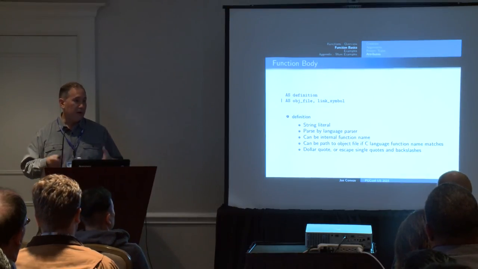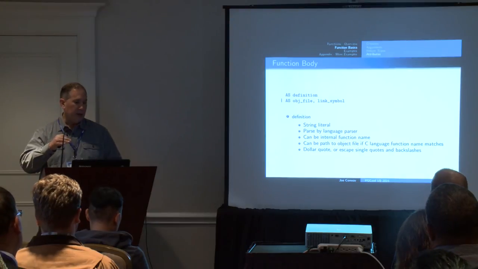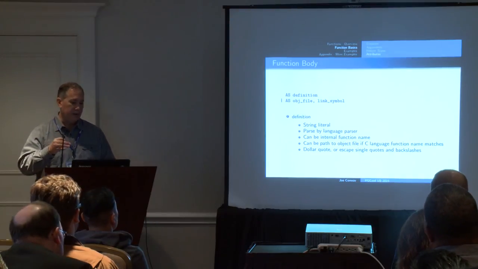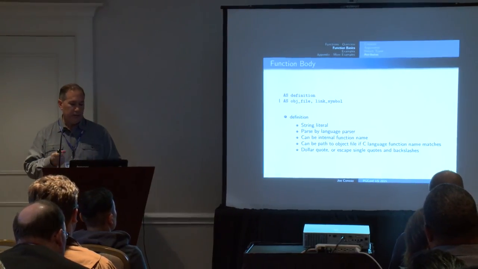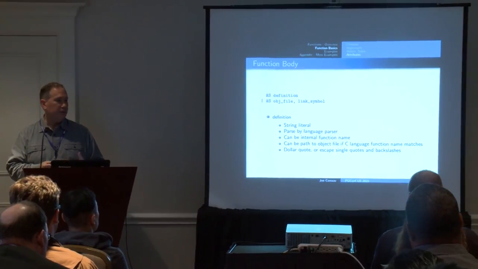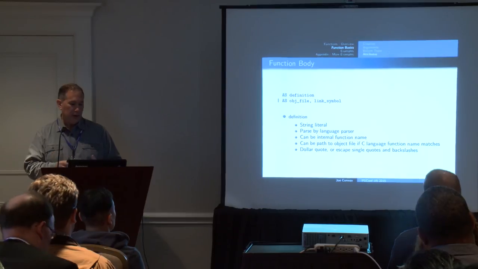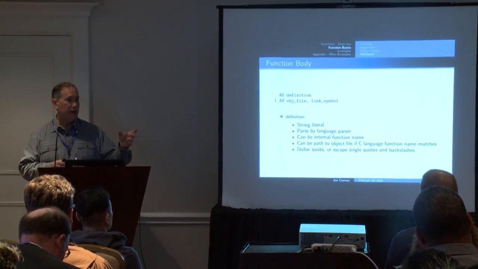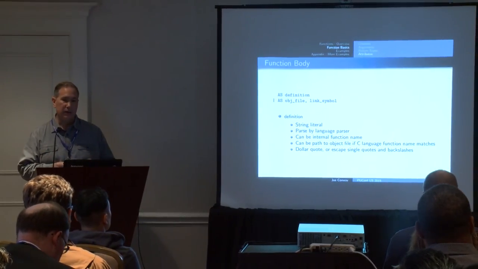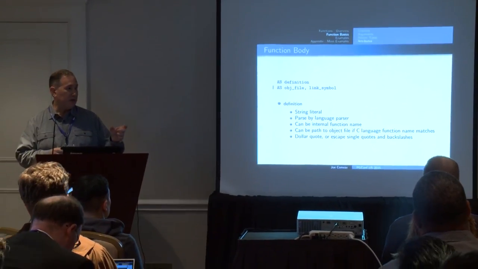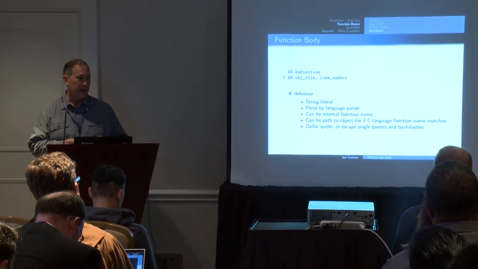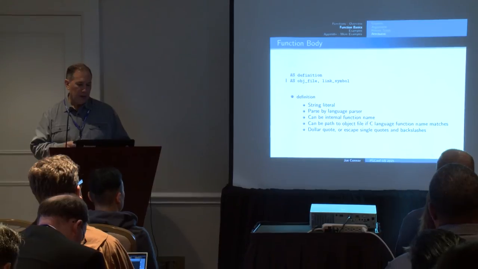The function body, we've talked a lot about the string that makes up the function body, but it actually can also represent other things. So normally it's a string literal. It's parsed by whatever the language, if you're using a procedural language handler, it'll be parsed by that language. It can be just a single internal function name, which you saw an example earlier in the slide deck. In that case, it'll just be mapped to that symbol in the C library.